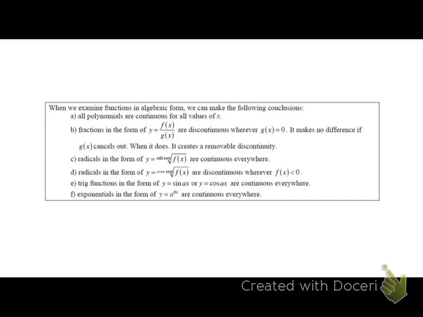A radical with an odd root is continuous everywhere, but if it's an even root, you have to see where it's less than 0. Trig functions are sine and cosine. Those are continuous everywhere. Remember, tangent is not continuous everywhere. It's full of asymptotes. And exponentials are continuous everywhere. So that's just a nice summary of where things are and are not continuous. If you ever forget them, you can always look back at this.